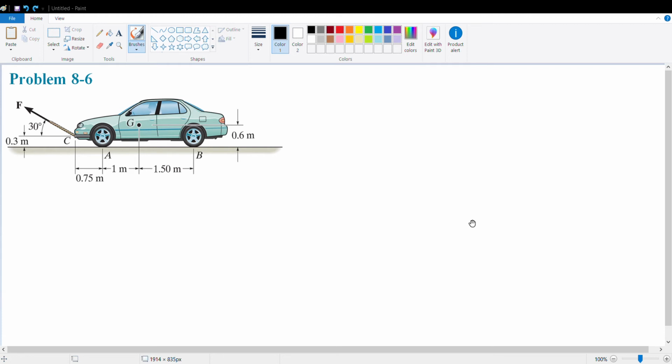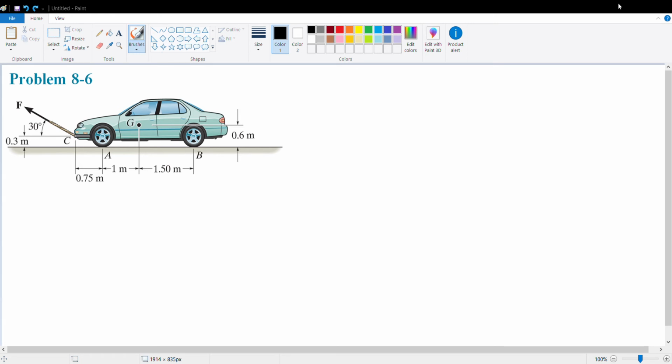Both the front and rear brakes are locked, so both tires are locked. Let's take a coefficient of static friction to be 0.3. There is another problem in the book which is identical, but only one of the tires is locked. So don't confuse the two. We are looking at problem 8.6.